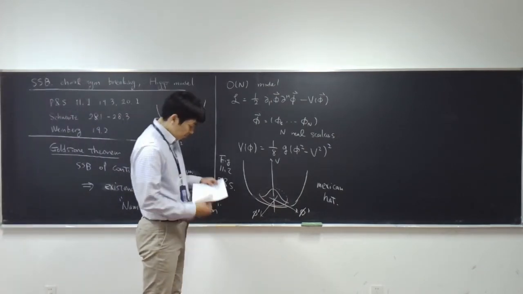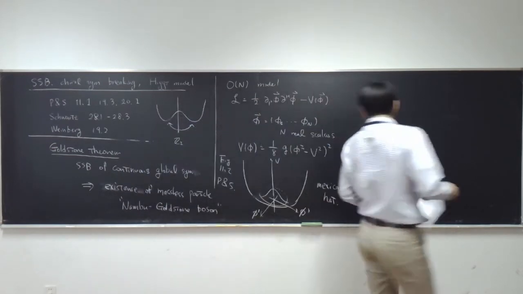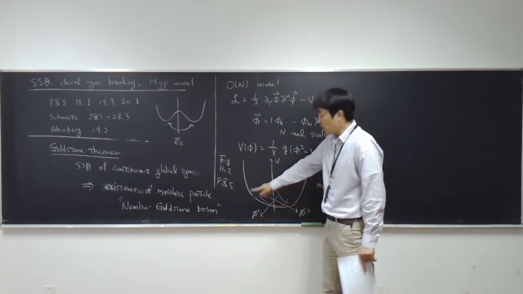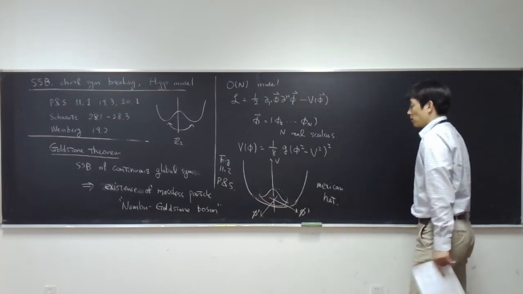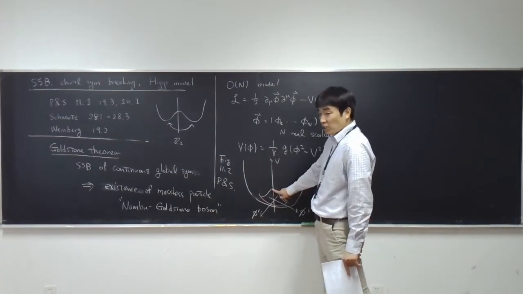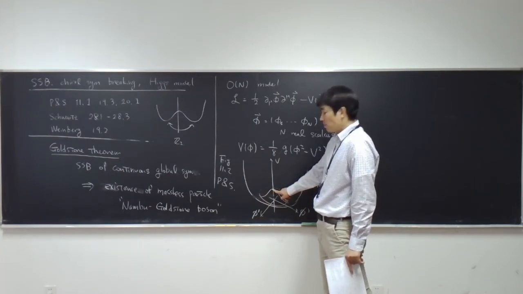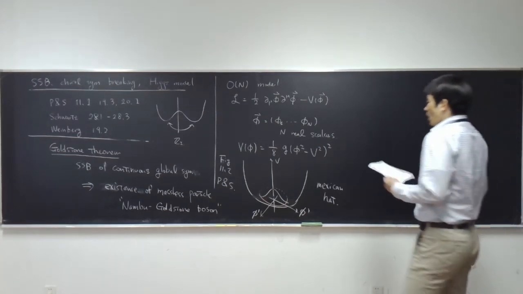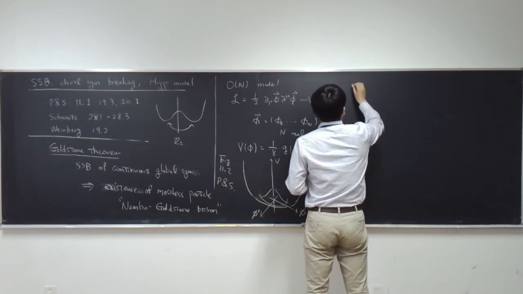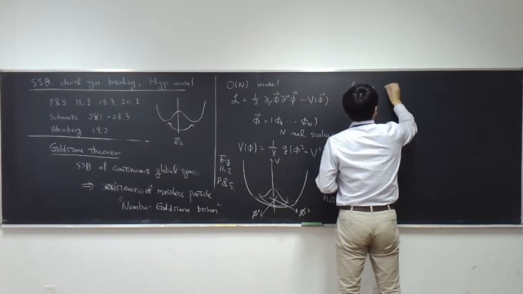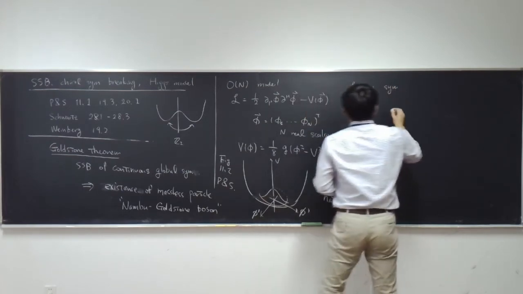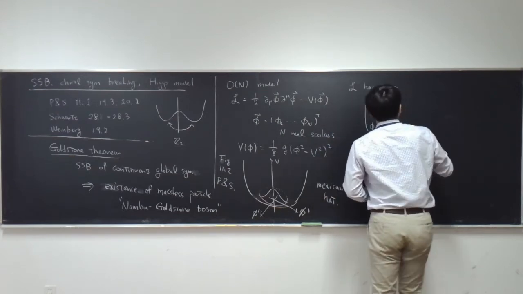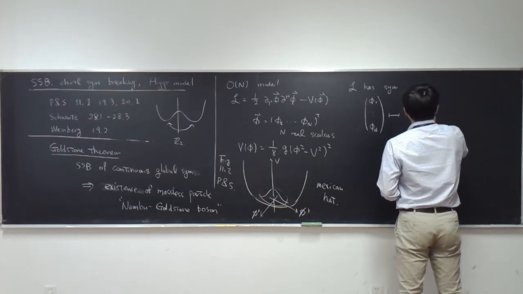The potential has minima on a sphere, an S^(n-1) sphere, but at the origin it's an unstable critical point. And as you can easily see, the Lagrangian has a symmetry: phi 1 through phi n is mapped by an O(n) matrix, phi goes to O phi.